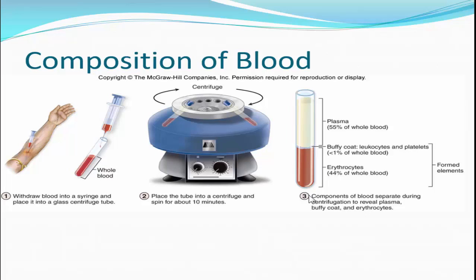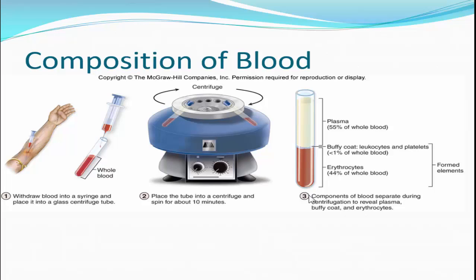What we're looking at here is a picture of the composition of blood. On the first picture on the left, you're seeing a syringe being injected into an individual's elbow to withdraw some blood. From this, it's going to enter a centrifuge. That is the picture in the middle. The vial of blood, as you can see, taken straight out of the arm is whole blood. Once it's put into the vial and then that's inserted into a centrifuge, it's going to spin that vial, that test tube of blood.